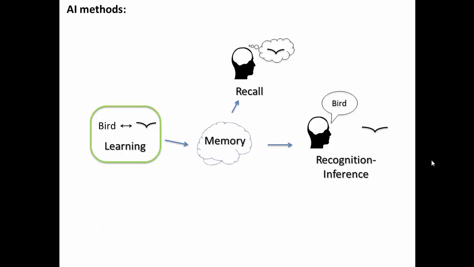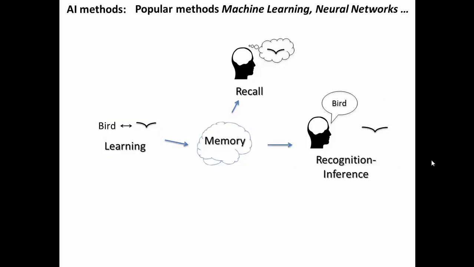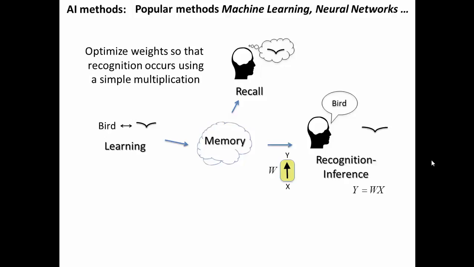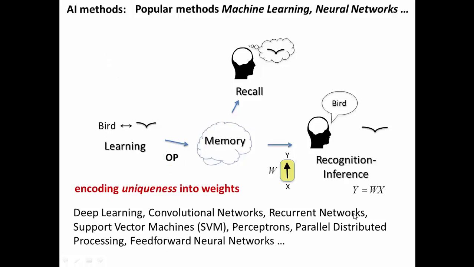Now, machine learning and AI methods have both a learning phase and a recognition or inference phase. Popular methods optimize weights so that recognition occurs with a simple multiplication. They may vary by their nonlinearities, but they all encode what we call uniqueness into weights. They do that by performing optimization during learning to find the ideal weights to perform the recognition in this form. This is virtually all the AI that's available now. That's deep learning, recurrent networks, convolution networks, support vector machines, and so on.